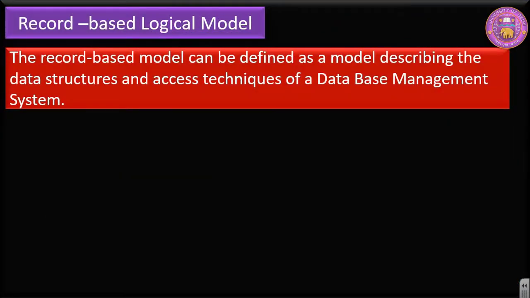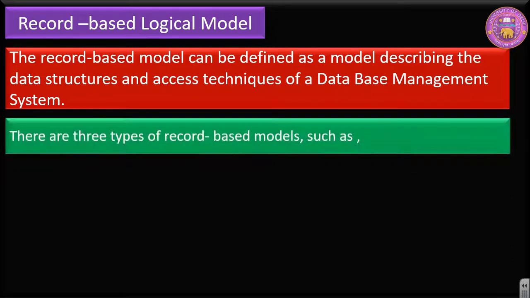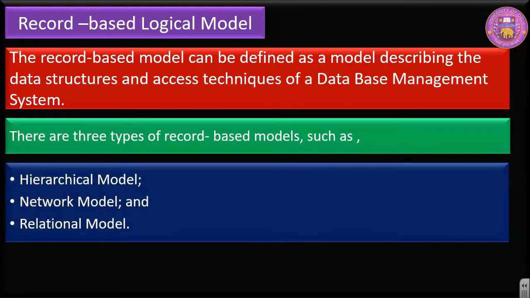Record-based logical model. The record-based model can be defined as a model describing the data structures and access techniques of a database management system. There are three types of record-based models: hierarchical model, network model, and relational model.